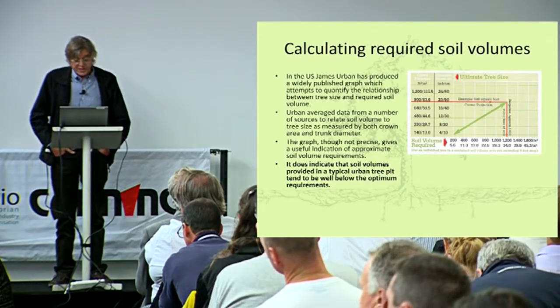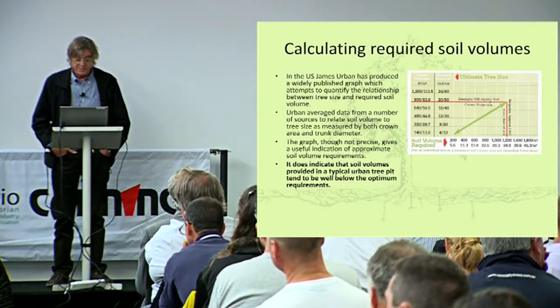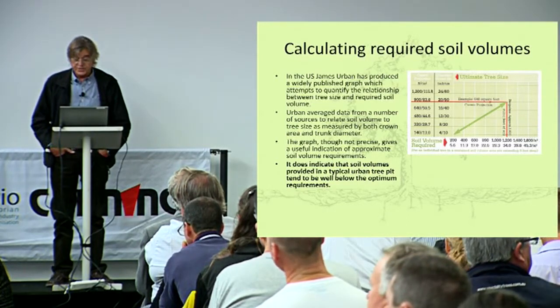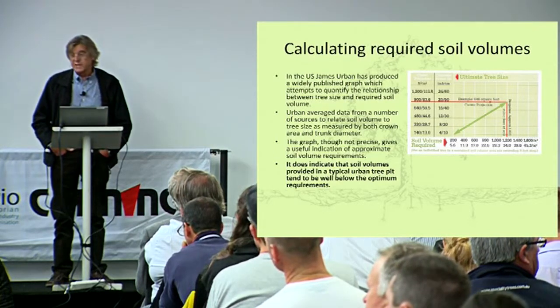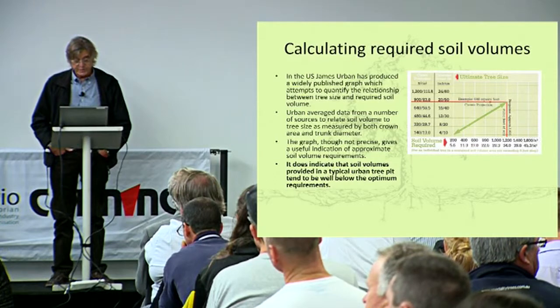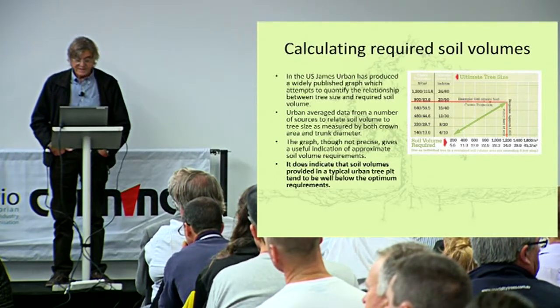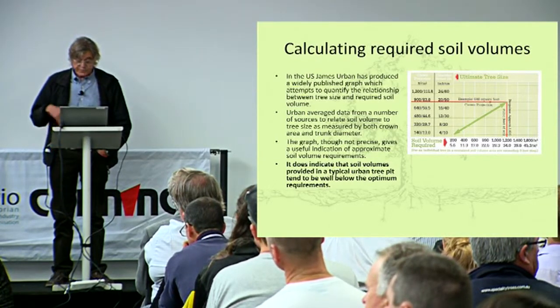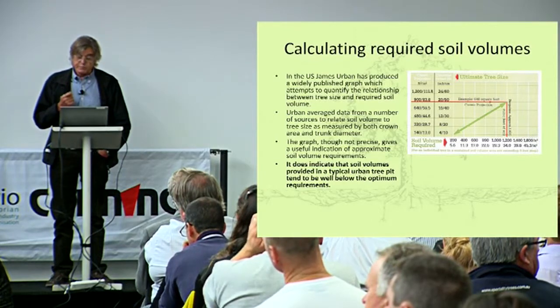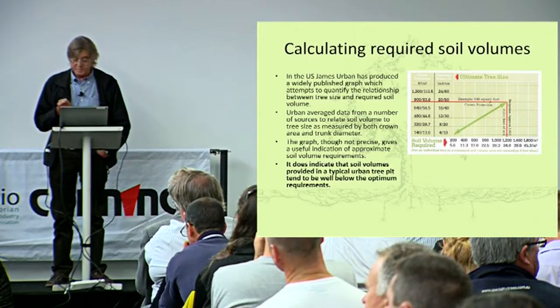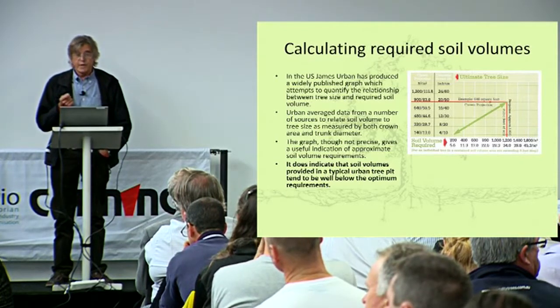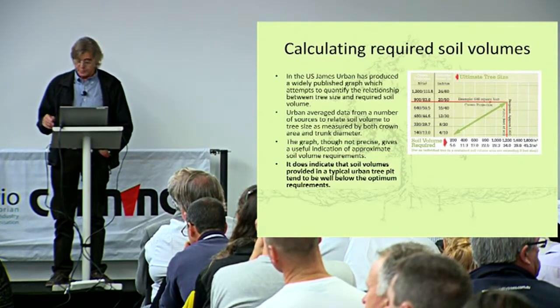Somebody also mentioned earlier about James Urban. He produced a widely published graph which relates tree size to soil volumes. It was based on observations for a large number of trees in US cities. So with this sort of graph, there's no way we can really ever provide the volumes that a tree needs in a tree pit, but it does highlight the fact that the way we're planting trees is well below the optimum that we should be looking at.